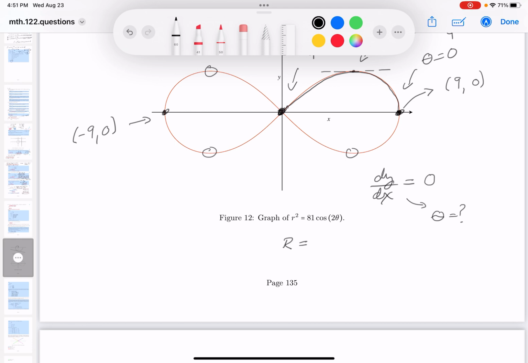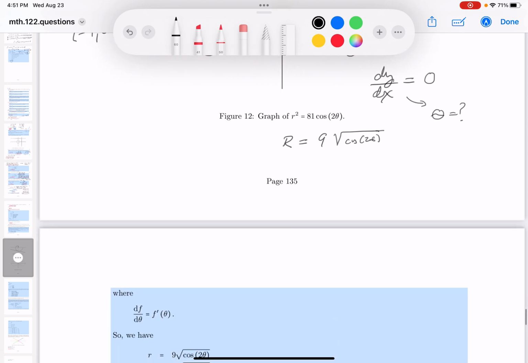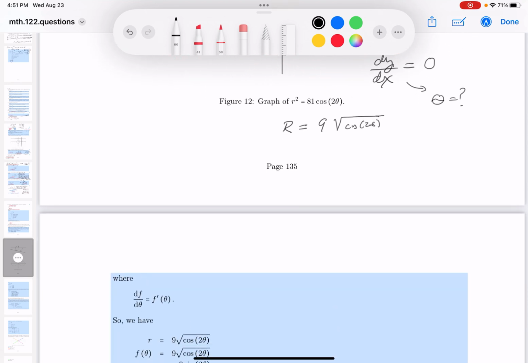It's actually a function of theta. I'm just going to use the positive part of it. I'm going to say 9, and then it's going to be the square root of cosine 2 theta. All right? Now, granted, we've gone through this before, and I certainly want to go through it again.